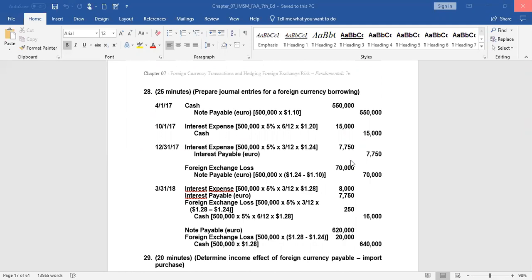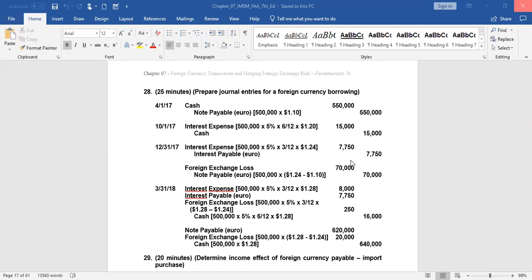Now, we will be paying that. We will also be paying what we accrued back on December 31st for those 3 months from the last interest payment. But in addition, remember, when we accrued interest expense on December 31st, we used the conversion rate on December 31st, which was $1.24. Nope, not anymore.